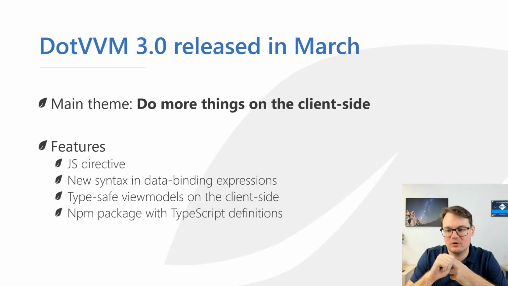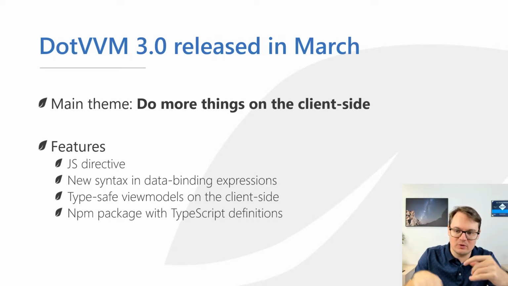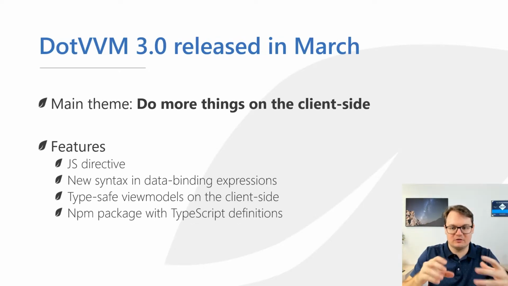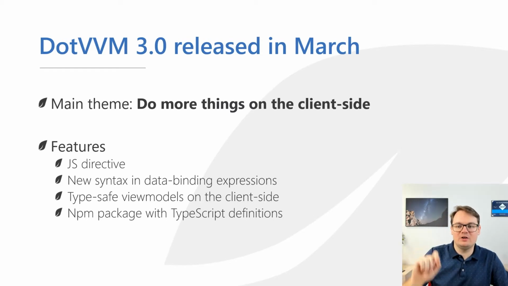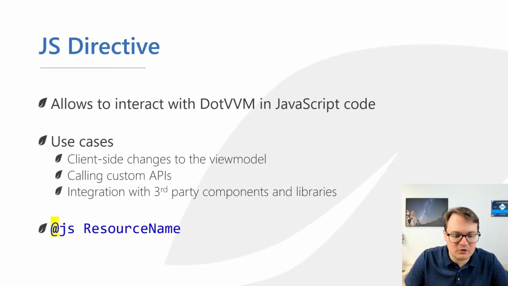If you write JavaScript which interacts with the .vvm view model in the page, now you will have, I would say, better safety. You won't be able to break the view model, hopefully, into some very weird state when things stop working. And we have an npm package with TypeScript definitions, and there are a lot of other things. If you are interested, go to our GitHub, and there is a link to the release notes for 3.0. There are a lot of changes. Many of these are just simple improvements, but there are a few large features. So let's see the first one, the JS directive.